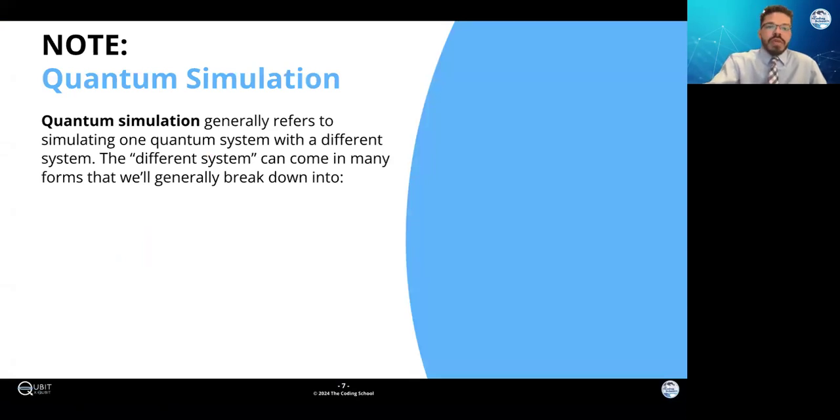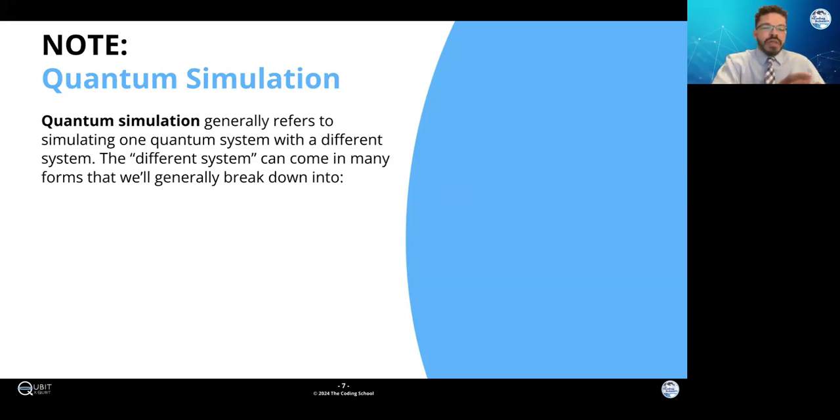All right, so quantum simulation. What is quantum simulation? Well, it refers to simulating one quantum system with a different system. And if you think about that, a simulation often uses a different system to try to get at the results of some system of interest. So you might think about simulations for aerodynamics in a wind tunnel, right? We're simulating a physical system with a computer system. Same kind of thing for quantum simulations.